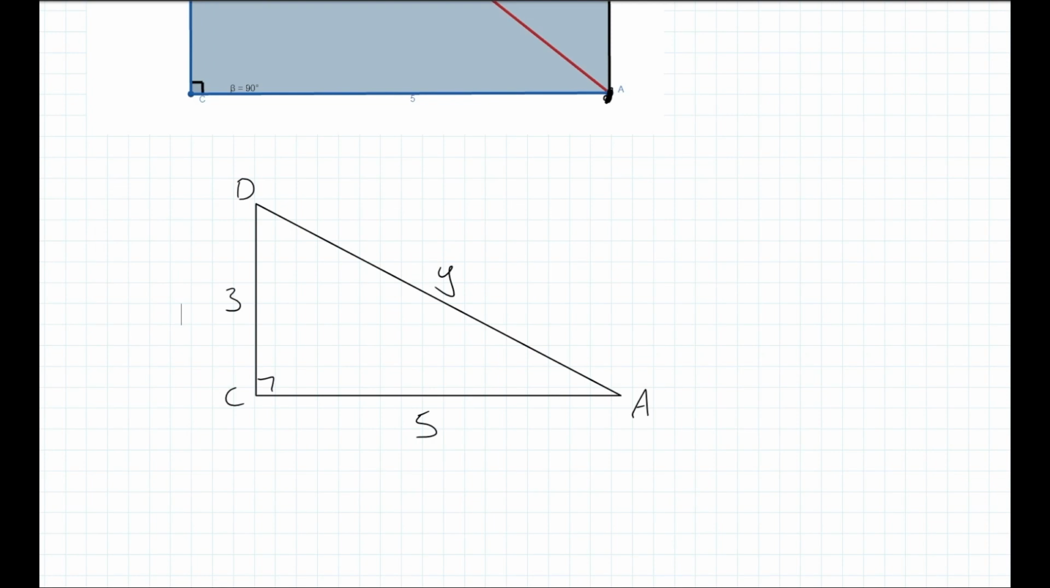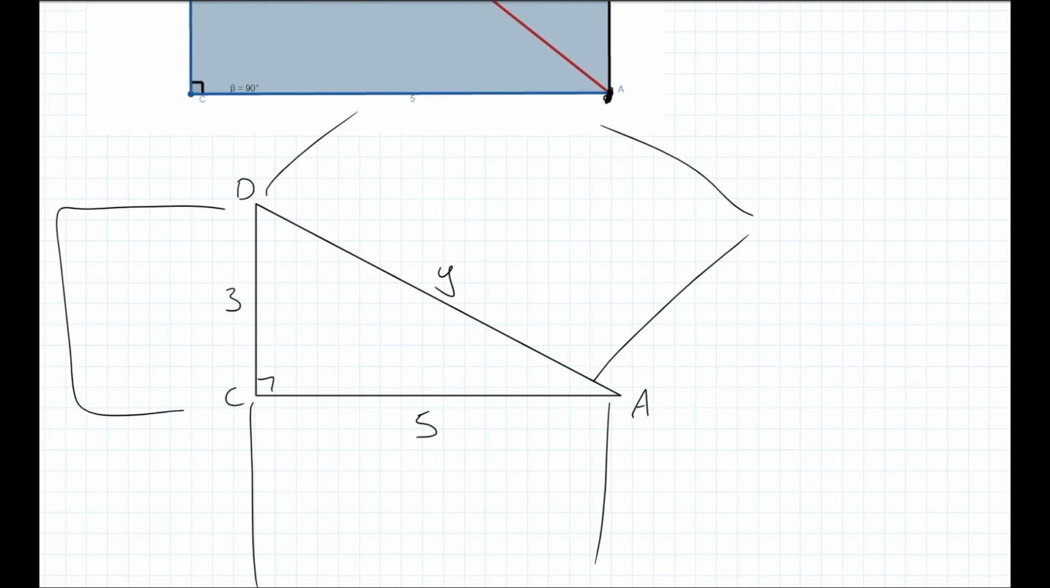All right, so now let's try to use Pythagoras' theorem to find what Y is. So we're going to have the squares on all the sides. The area of this one here is going to be 3 squared, which is 9. The area of this one will be 5 squared, which is 25. The area of this one is going to be 9 plus 25, which is 34, which means Y will equal the square root of 34. Now that is not a nice number, so I'm going to just leave it as that.